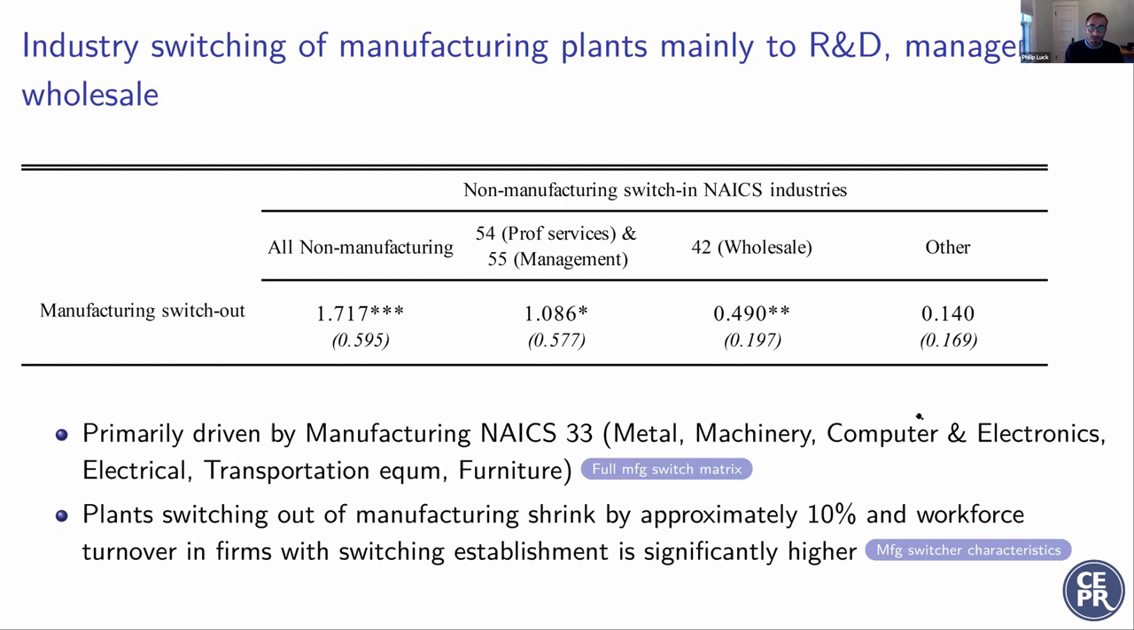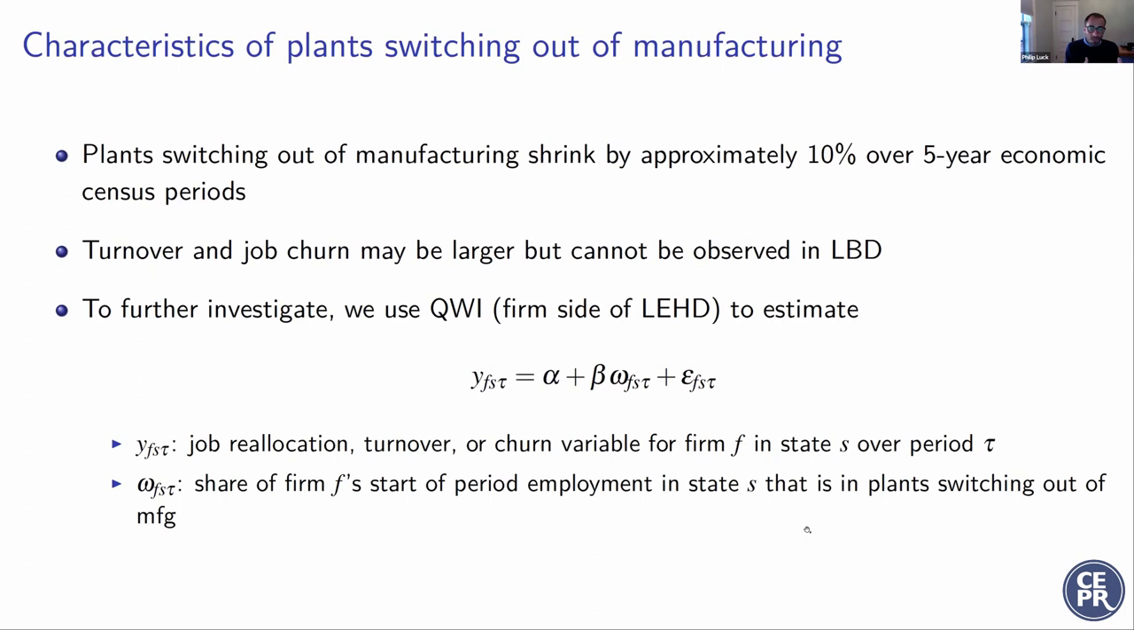Okay, so the second question you can ask is basically what's happened in these establishments. Unfortunately, we can't say as much as we'd like to about this. Because in the LBD, all I observe is total employment and payroll, it's hard to know from that data set what's happened to the actual employment composition. What we can do, however, is link this to the match worker-firm data set for the US, at least the firm side of it. And what we can look at is, in those establishments that switch, or in firms that have establishments that switch, how does job turnover, job churn, hiring and firing, compare to establishments that don't switch?